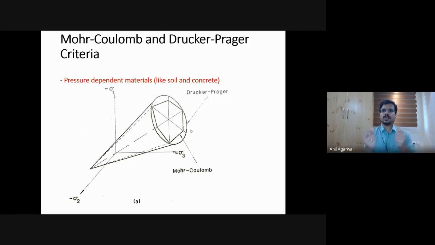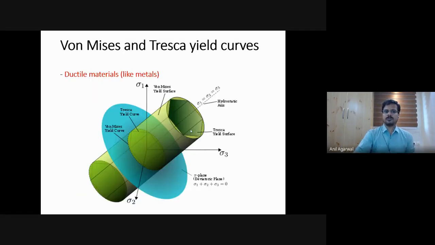If I take a piece of metal, mostly steel particularly, whatever tensile strength it has, it has the same compressive strength. If you take a chunk of steel and pull it in tension, it yields at a particular stress. You push it in compression, it yields at the same stress. That is clearly visible in this kind of behavior. So whether you move in this direction or in this direction, it has the same behavior.